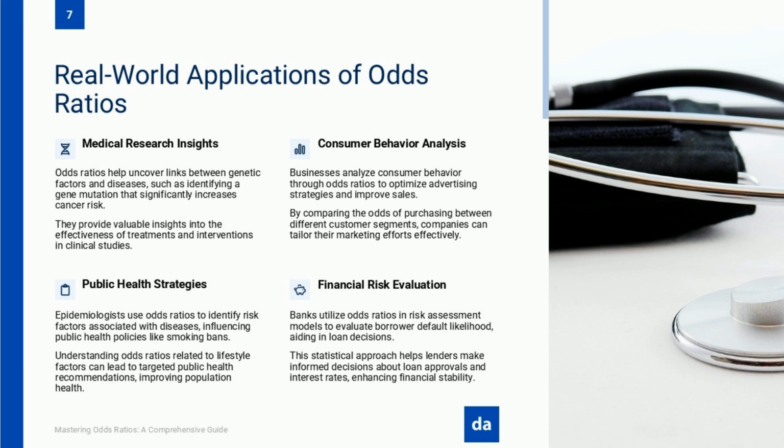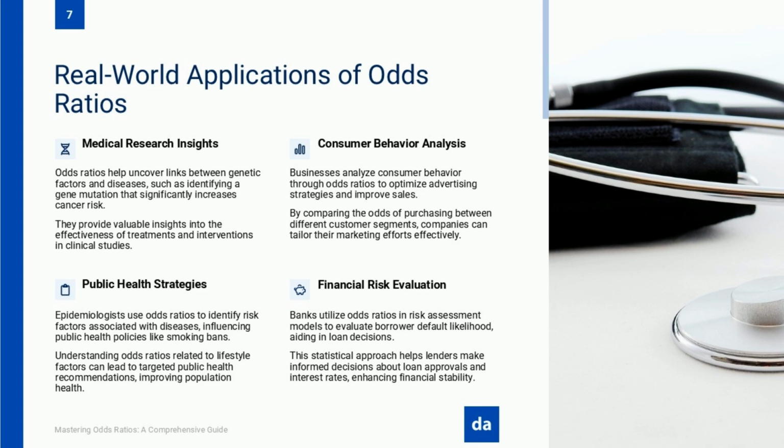Such findings can revolutionize our understanding of disease mechanisms and pave the way for targeted treatments and prevention strategies. The impact of odds ratios extends beyond individual health outcomes to shape public health policies on a broader scale. Epidemiologists frequently use odds ratios to identify and quantify risk factors associated with various diseases. This information becomes the foundation for targeted interventions and health campaigns.